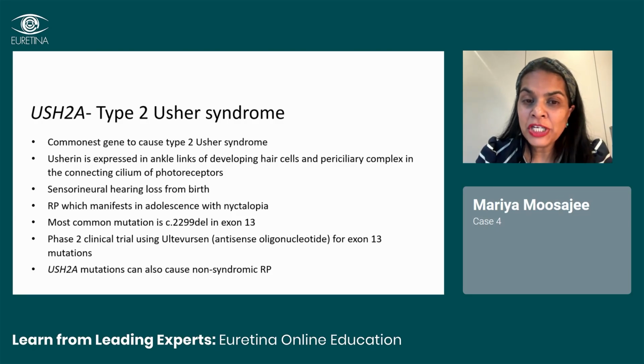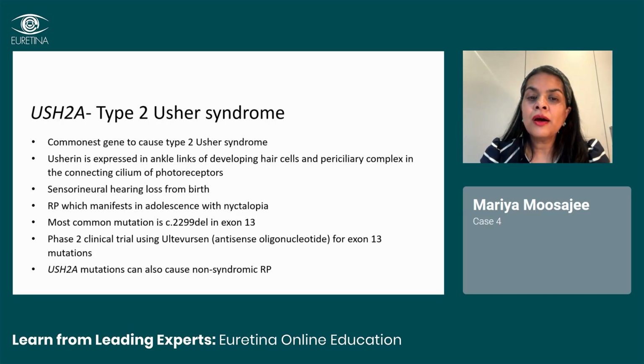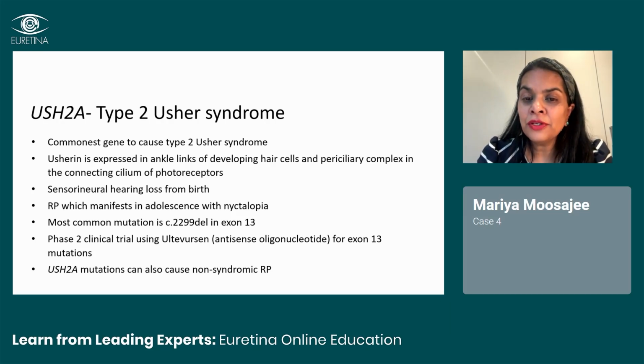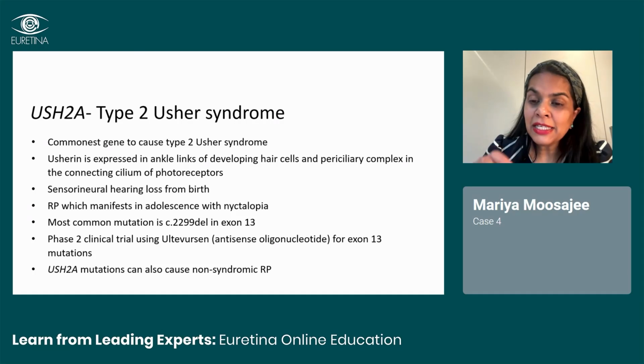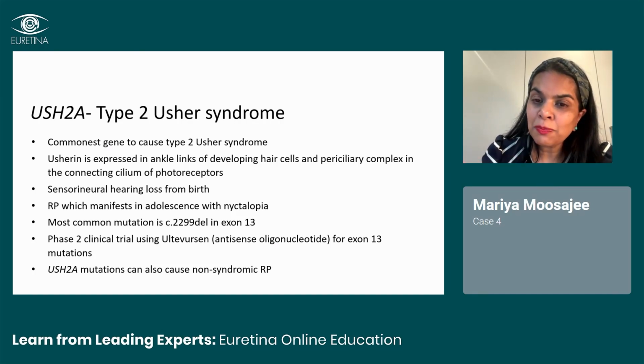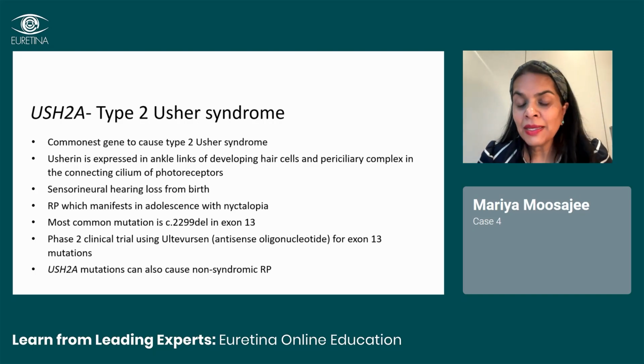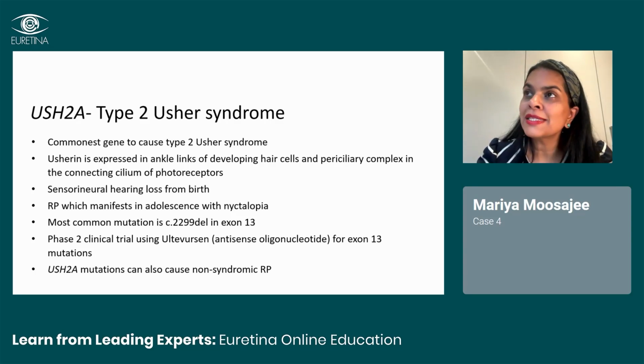I mentioned the common mutation, the 2299 del in exon 13. The reason I mention this is we have a phase 2 clinical trial at the moment using an antisense oligonucleotide, which is basically a string of nucleotides that can bind to the splice site of exon 13 and just cut it out of the RNA. Now, this is a really big gene, USH2A. It's about 16,000 bases in length, and it has 72 exons.